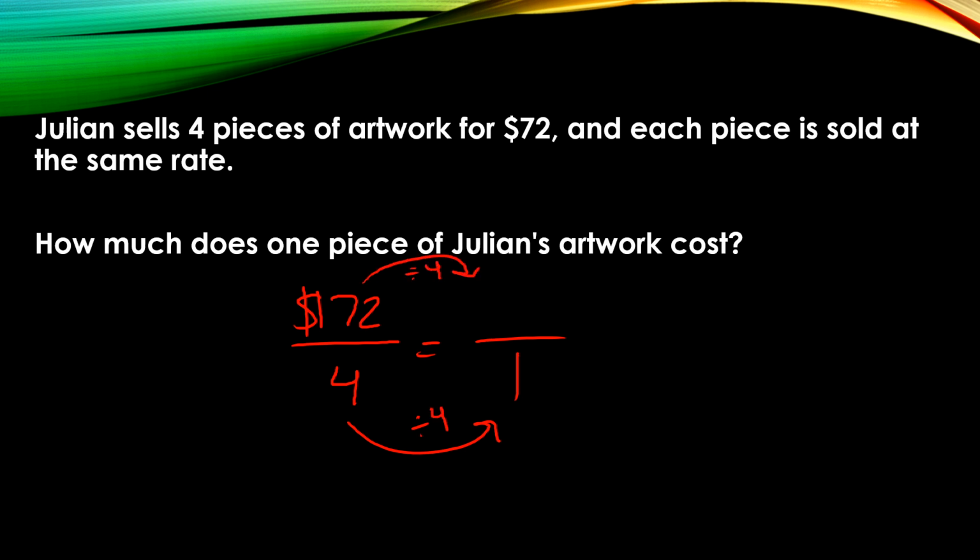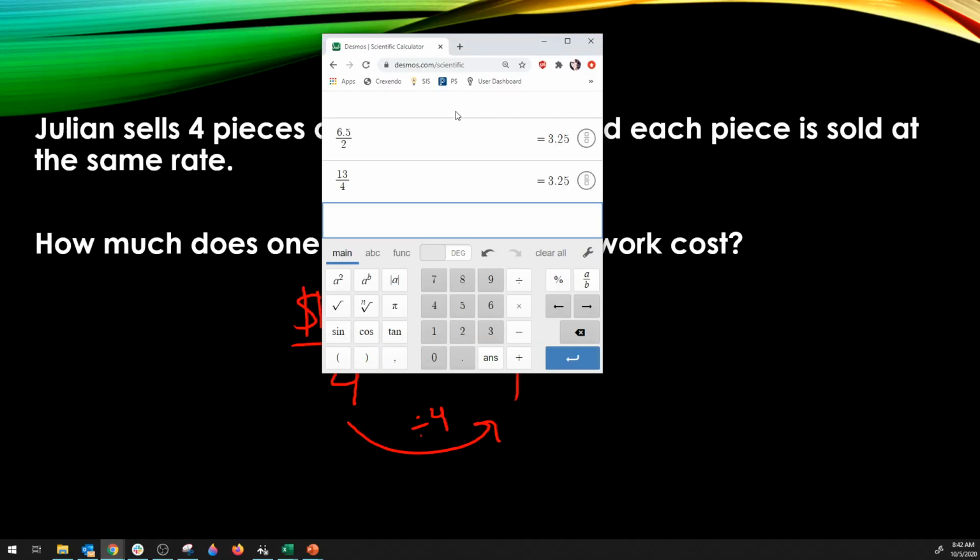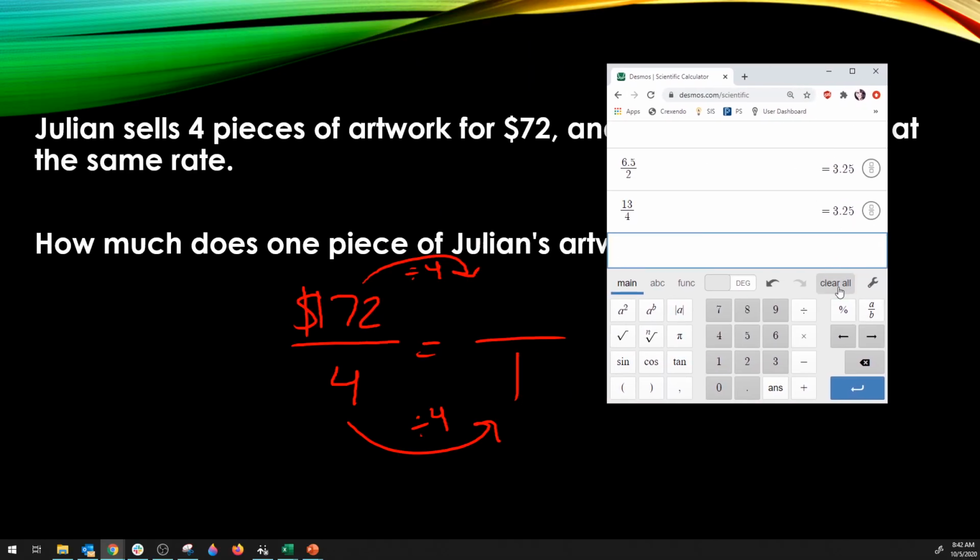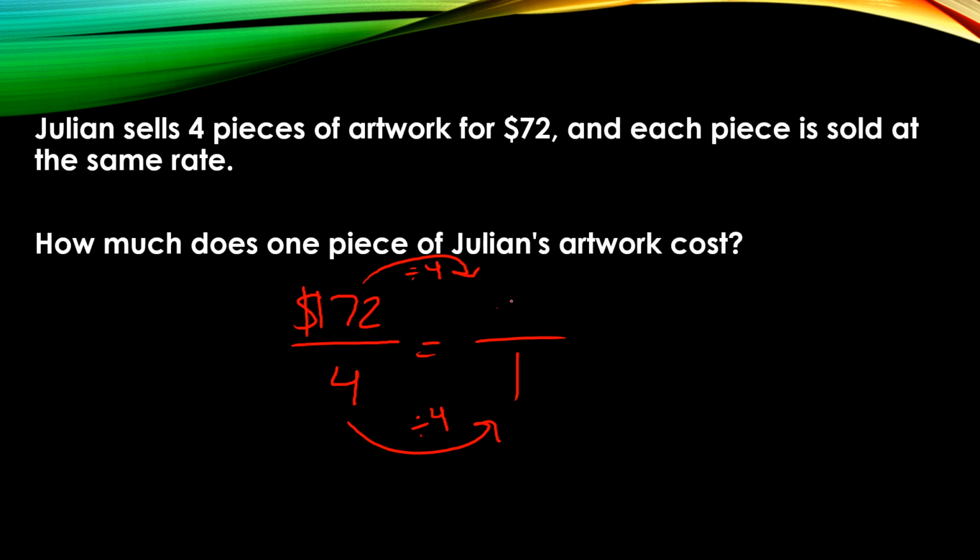Hopefully this one by now is pretty straightforward, because we've done a lot of questions like this one. 72 over 4, which means that he pays $18 for each piece of artwork.